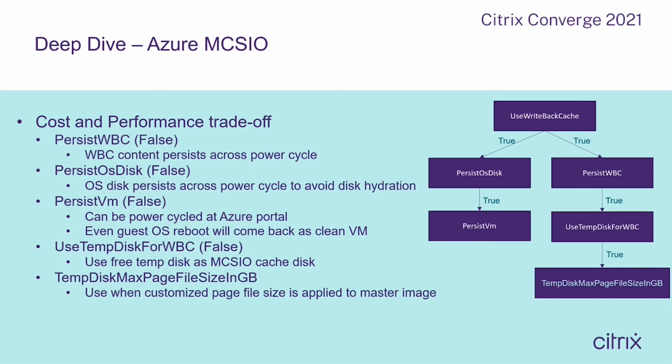So on the right-hand side, you see a picture. It describes the relationship, right? So if the setting at the top, use write-back cache, is true, then you have a choice to persist OS disk. And if persist OS disk is true, then you have a choice to persist VM, and so forth.